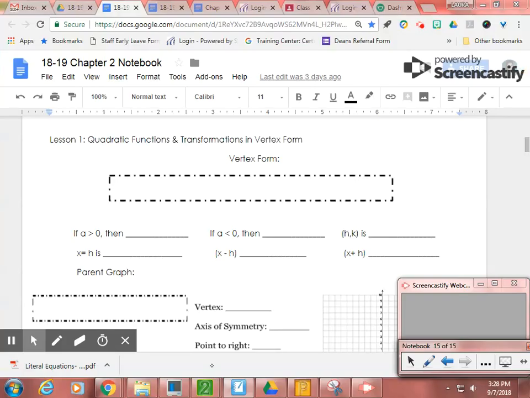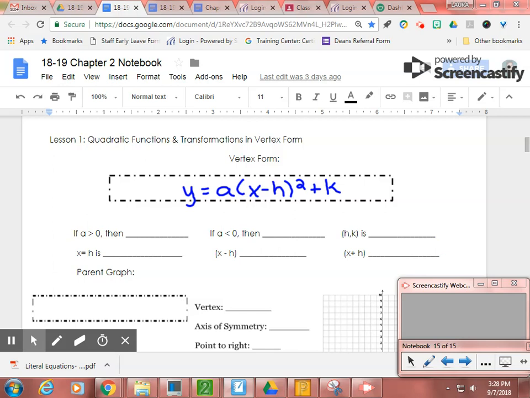This lesson is on vertex form. So first, what does vertex form look like? Well, the equation for vertex form is y equals a(x minus h) squared plus k. And that's the form that vertex form will always be in.